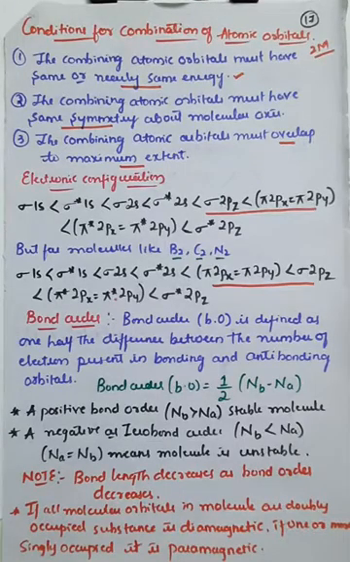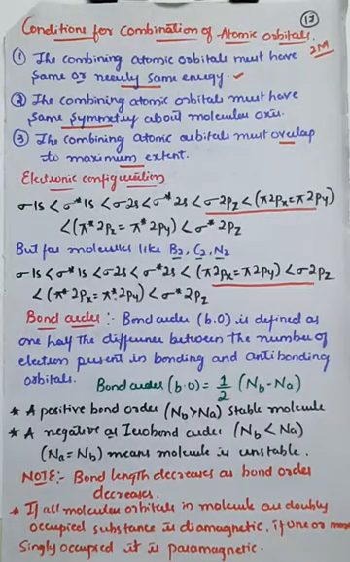Hello students. In the last class, we completely discussed some very important concepts mainly related to the molecular orbital theory. I explained the salient features of molecular orbital theory and also the LCAO concept, that is linear combination of atomic orbitals, and how the molecular orbitals form by the addition or the subtraction of wave functions. Generally those are recognized as the atomic orbitals.